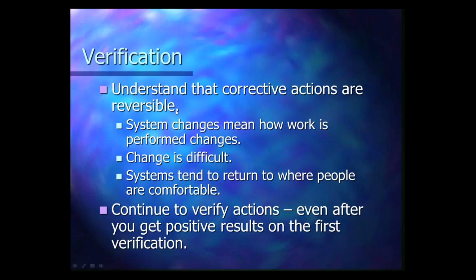Keep in mind that corrective actions, while they're supposed to be irreversible, could be reversible. When you're changing a system, which is what you should be doing when you're implementing a corrective action, not just fixing symptoms or specific incidents, changing systems means you're changing how work is performed. Change is difficult for people. Systems tend to return to where people feel comfortable. So you may want to continue verifying actions even after you get positive results after the first verification. In fact, some studies show that some corrective actions need to be kept open for up to 18 months with multiple verifications in order to prove that the corrective action is in fact irreversible.